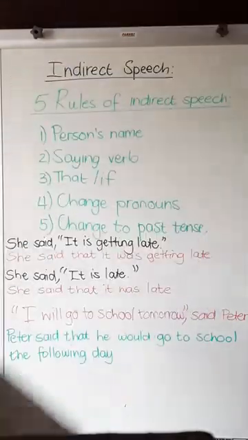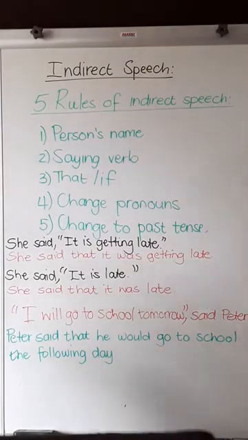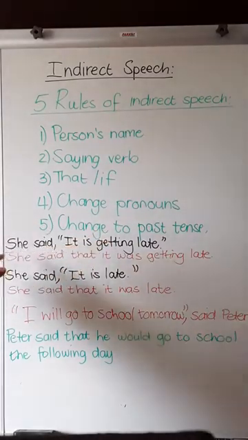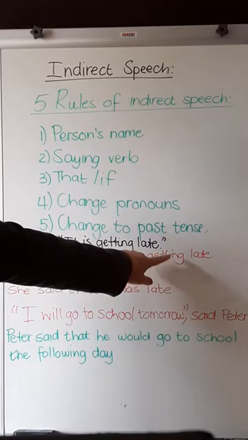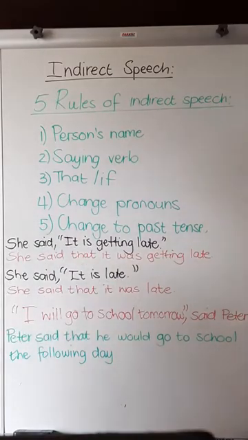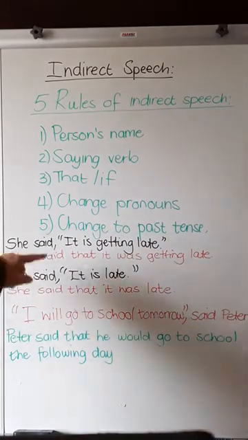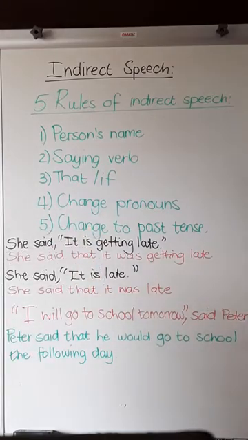So you can see in these 2 examples that she said it is getting late, she said that it was getting late. You still have the ing of the continuous tense. And in the simple tense, it is late, it was late. So it's important that you don't change the tense of the sentence. You have to keep to that, and you will lose marks if you do change the tense of the sentence.